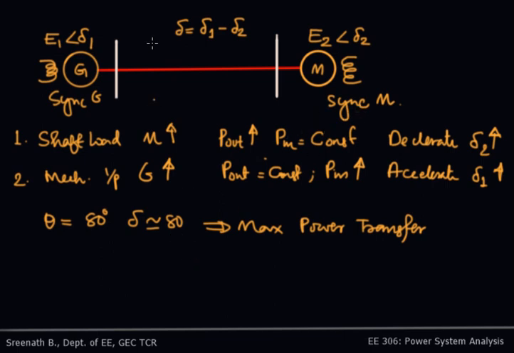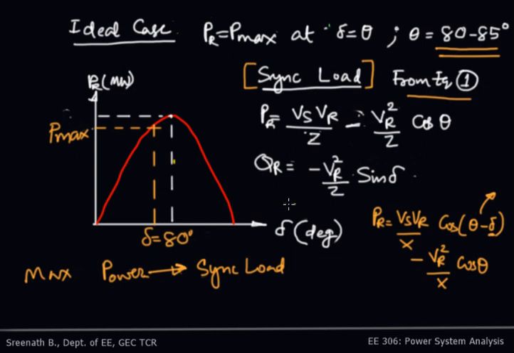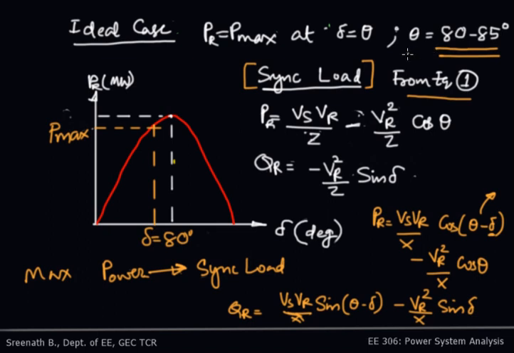Now again, from this equation, here we have one more result to consider. From equation 1, your QR was Vs VR by X sin(theta minus delta) minus VR squared by X sin theta. Once you are trying to deliver maximum power, your theta will be equal to delta, and so this term will be 0. So you will get QR equal to minus VR squared by Z sin delta or theta, since sin delta equals sin theta. Now you have a negative sign here.